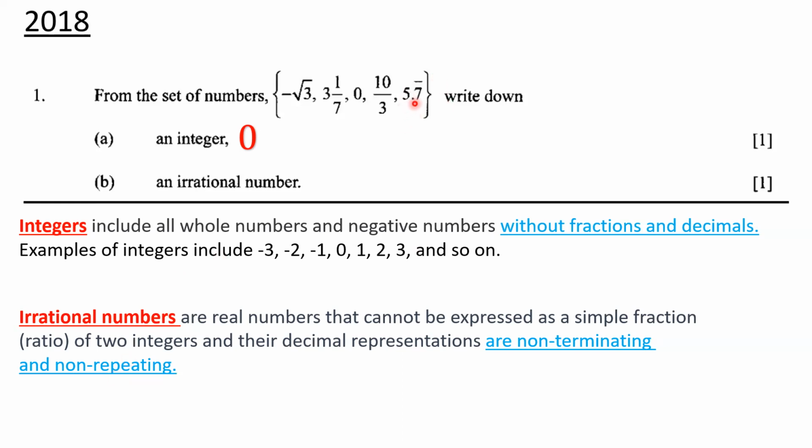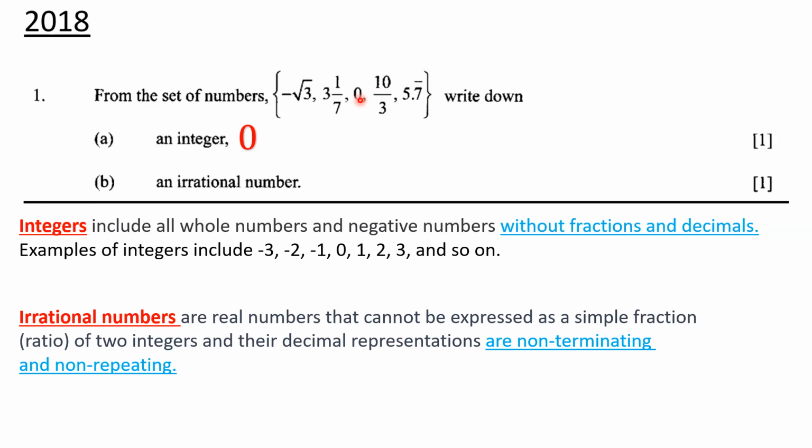Well, it can't be 5.7 because it continues on and it has a pattern. That's the problem right there. If it just continued on and on, that wouldn't be a problem, but it has a pattern, and the pattern is 777. So it cannot be an irrational number. 10 over 3, you cannot write an irrational number as a fraction, so definitely not that. 0, whole numbers, integers, are not irrational, they are rational.